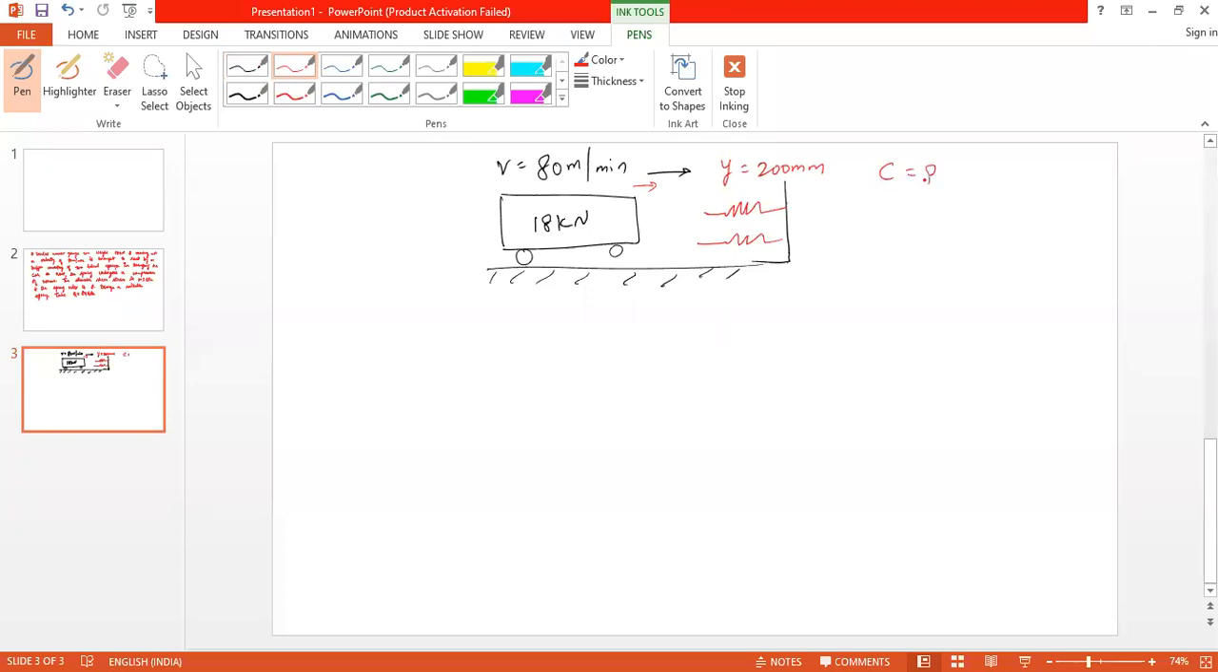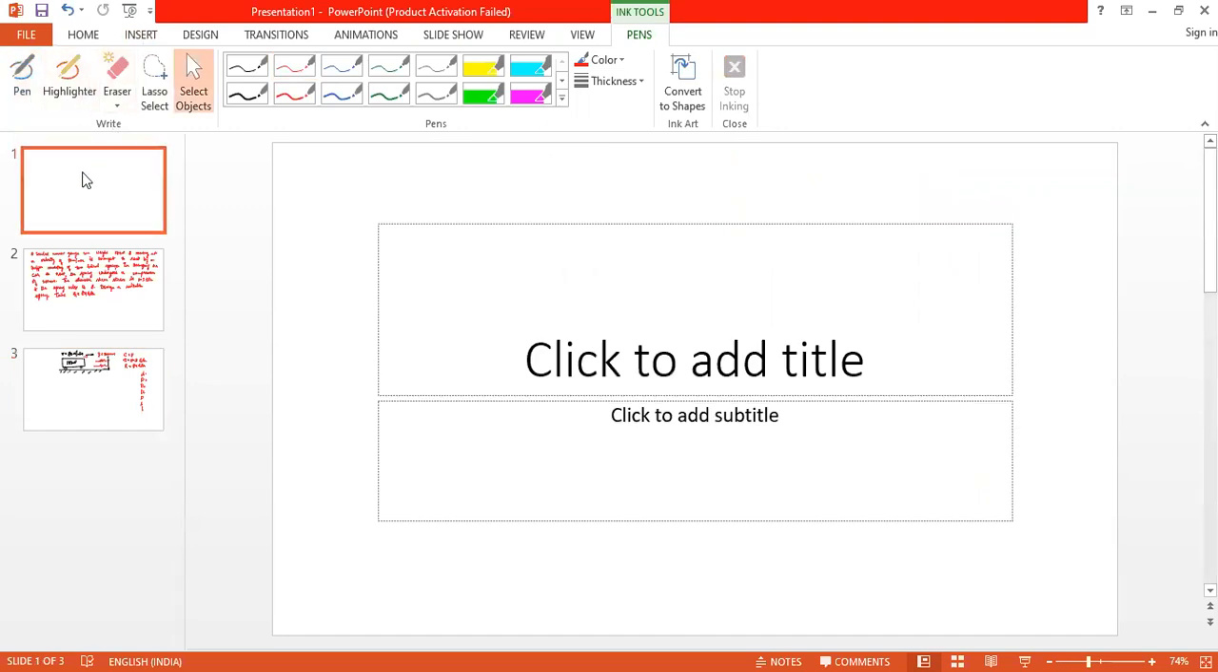And the spring index is 8. So allowable shear stress tau is 0.3 gigapascal and G is 84 gigapascal. So design the suitable spring. Means we need to find out the wire diameter, mean diameter, outer diameter, inner diameter, pitch, length of the spring, and number of coils. So we need to find all these things. Is it clear? Any doubt with the question?